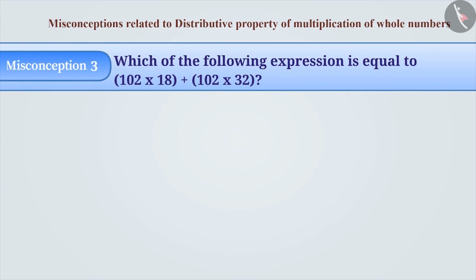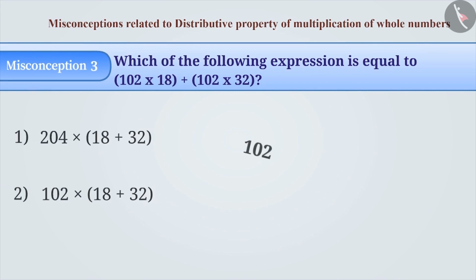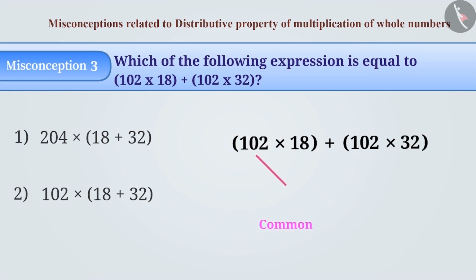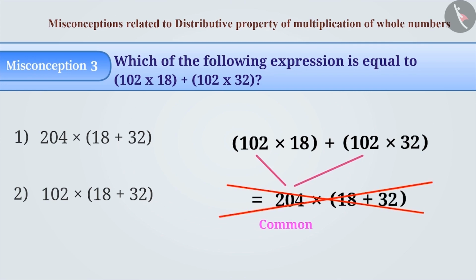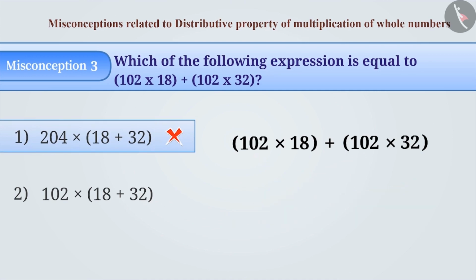Misconception 3. Which of the following expression is equal to 102 into 18 plus 102 into 32? While taking 102 as a common term from 102 into 18 plus 102 into 32, 102 in the first bracket is added to 102 in the second bracket. Therefore, option 1 is incorrect. The correct understanding is that the common number is written outside the brackets and the numbers which we multiplied it to are added and written inside the brackets. With this understanding, option 2 is the correct answer.